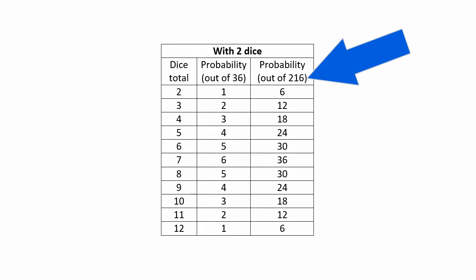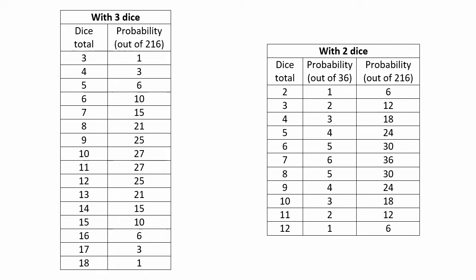So I also worked out the probability of each result if you roll 2 dice. That's the classic problem. And instead of putting the probability over 36, I'll put it over 216, so that it's easier to compare the result of the 2 dice with the result of the 3 dice.